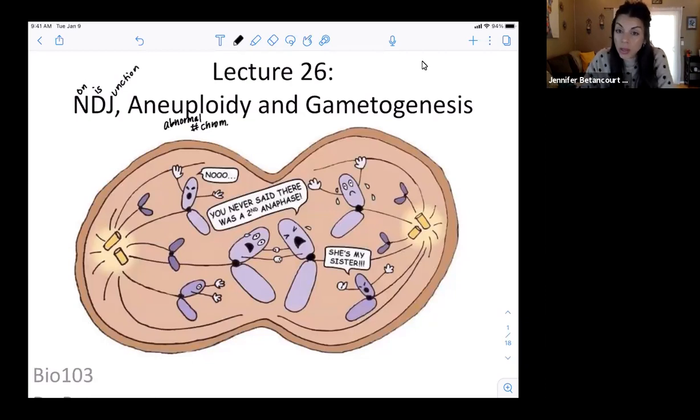And then this process called gametogenesis. So gametogenesis really is meiosis, right? But we're going to get a little more specific and talk about the differences between when ova or eggs are made versus when sperm are made, because they are made by meiosis, but meiosis happens slightly differently for each of the gametes.